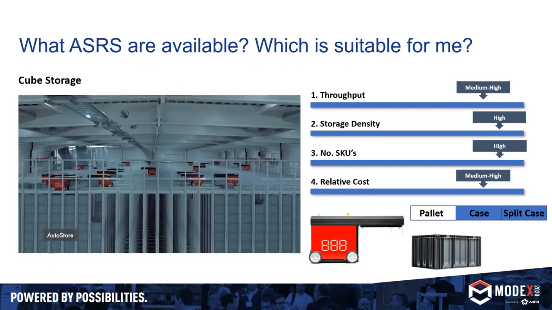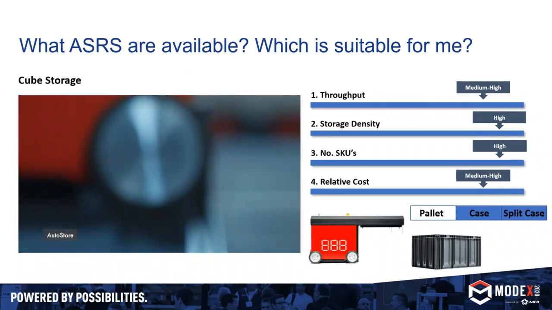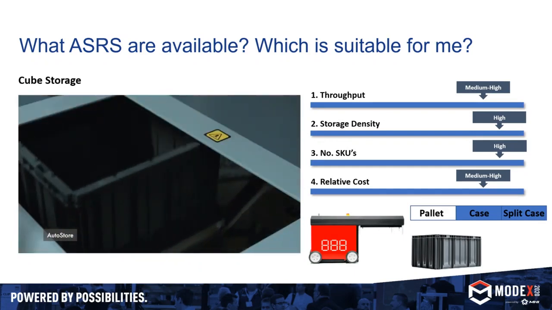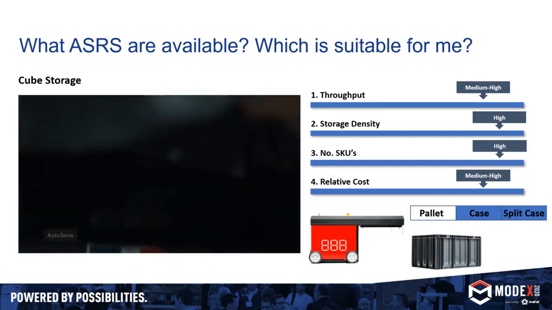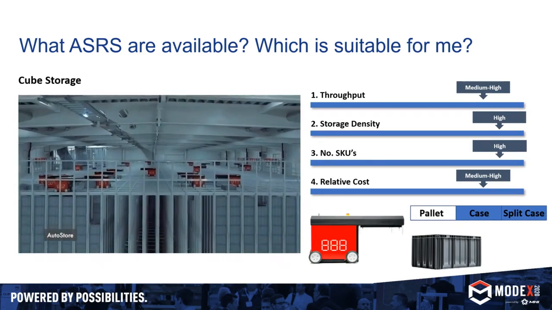So throughput is on the medium-high level. It's really dependent on the number of bots that you have on the system. So the more bots you have, of course, the more throughput you're going to get. The more workstations you have attached to a system, the more rate you're going to get.